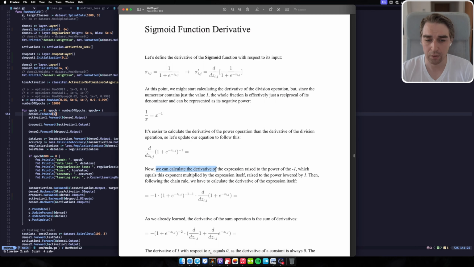Now, we can calculate the derivative of the expression raised to the power of minus 1, which equals this exponent multiplied by the expression itself raised to the power lowered by 1. Then, following the chain rule, we have to calculate the derivative for the expression itself. So this is what we're going to have. So we have the minus 1 as this one. We have the function with the power lowered by 1, so that will be minus 2. And then we need to calculate the derivative of the function itself.